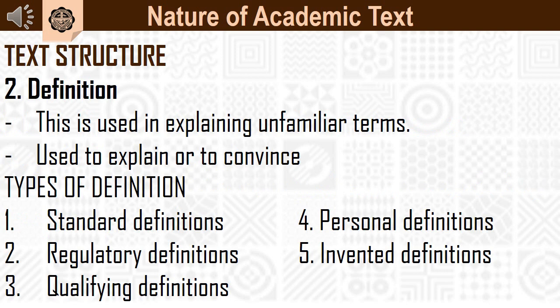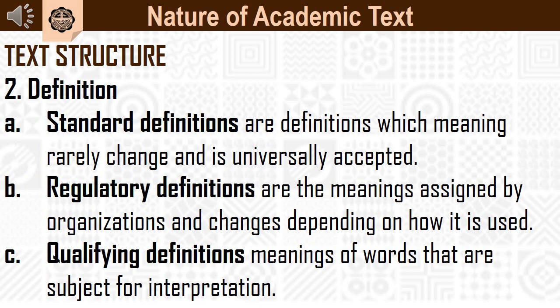Number two, definition. Defining is one of the strategies in writing. This is used in explaining unfamiliar terms. Clearly stated definitions play a critical role in a written text. Definition is used for two major purposes: to explain or to convince. We have five types of definition. First is standard definition. Second, regulatory definitions. Third, qualifying definitions. Fourth, personal definitions. And fifth, invented definitions.